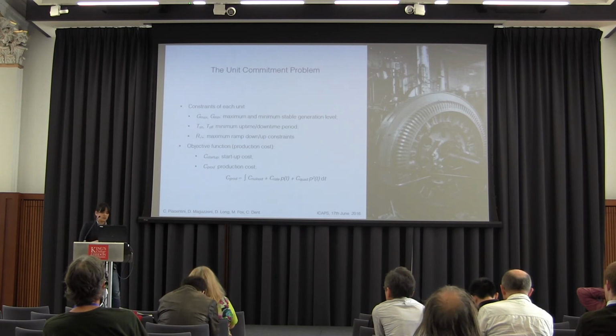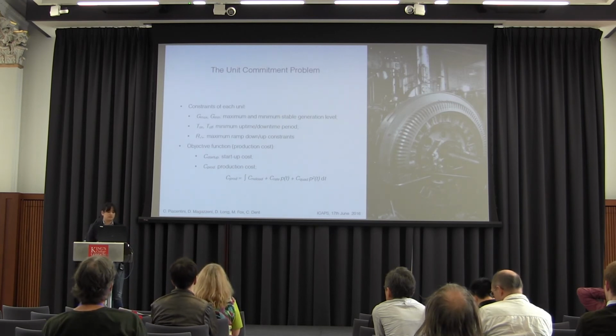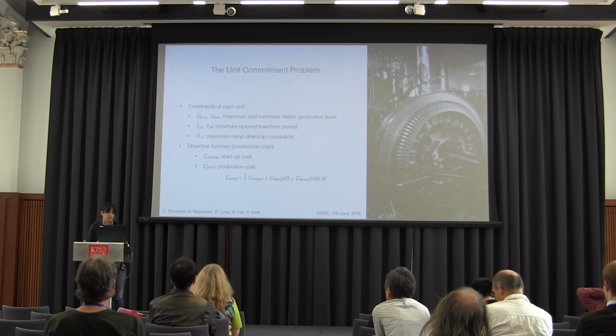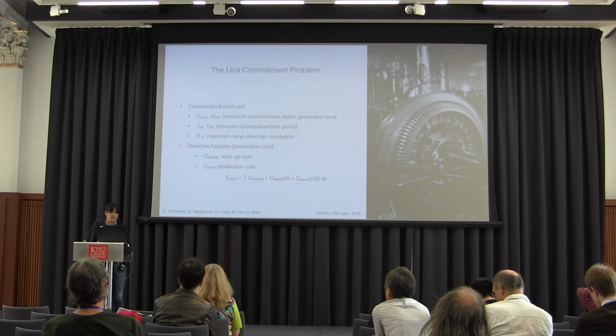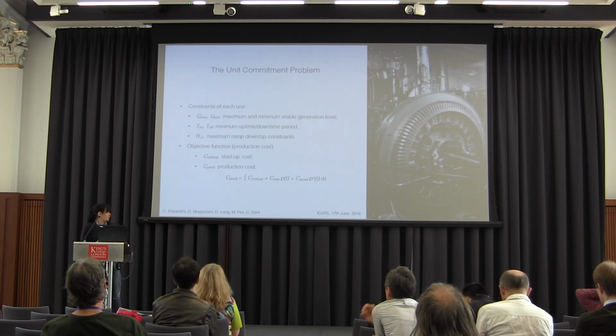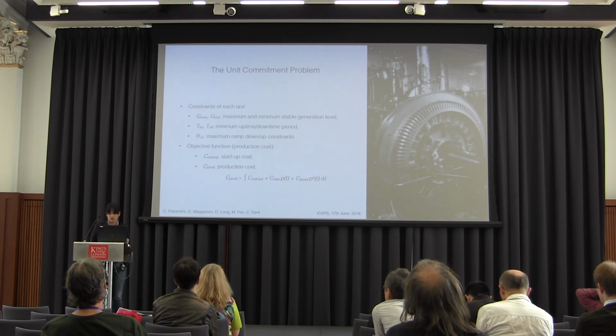The objective function that we are considering is the production cost. Basically, we have a startup cost and then a cost for producing the power. We can approximate this cost as a polynomial function of the power, and a good approximation is a quadratic function.